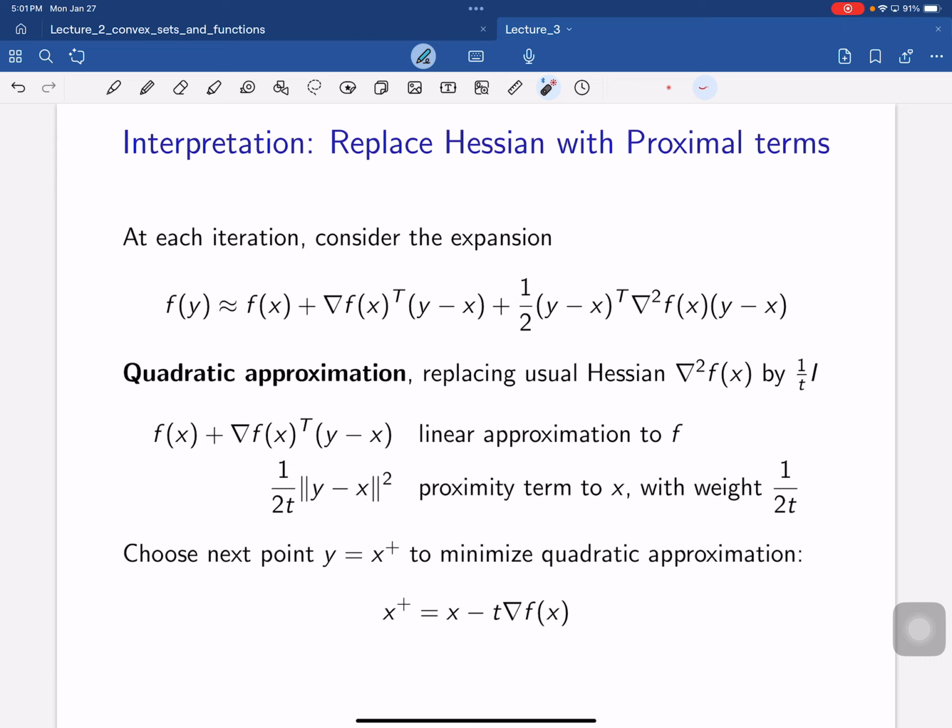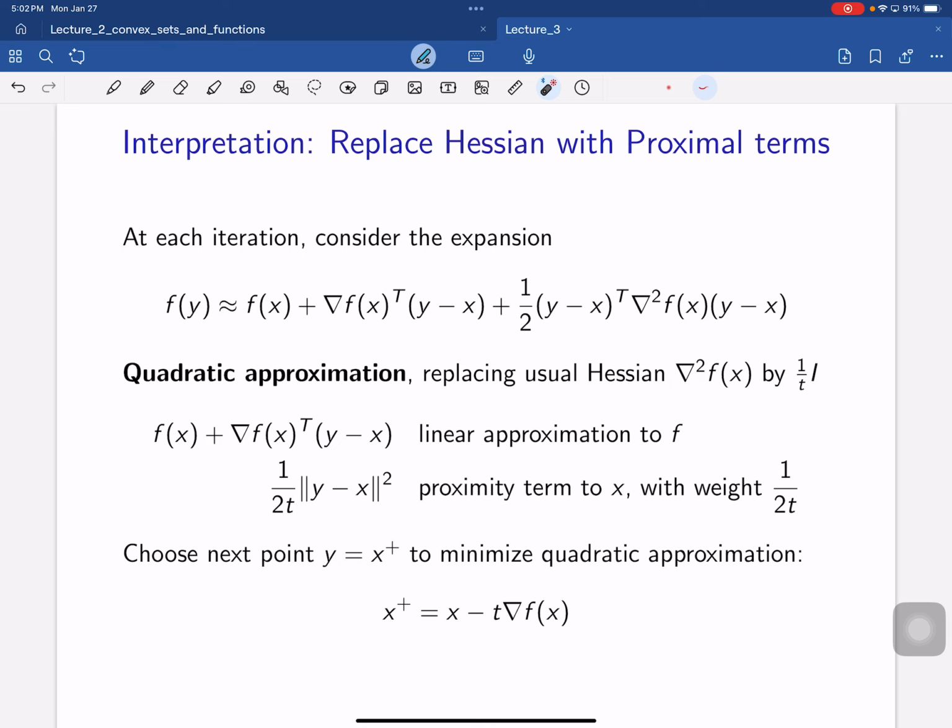So now, let me give you another interpretation of gradient descent. This is just a different interpretation. If you don't want a different interpretation, you can just remember you take the steepest descent step. Another way to interpret gradient descent is the following. Suppose we consider a Taylor series expansion at the particular point x. That gives you this quadratic term where you need to use a Hessian of the function f.